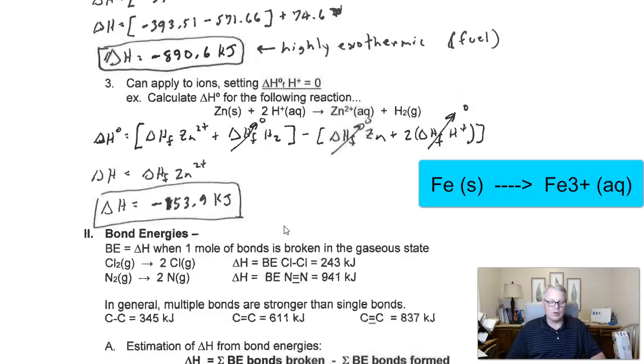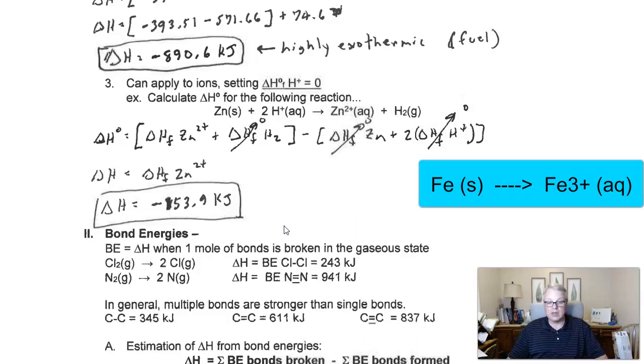I'll give you a hint. What is the oxidation number of iron metal? What is the oxidation number of iron plus 3? Well, for iron metal, it's 0, right? And for iron plus 3, it's plus 3. That's because the oxidation number of a monatomic ion is the charge on the ion.